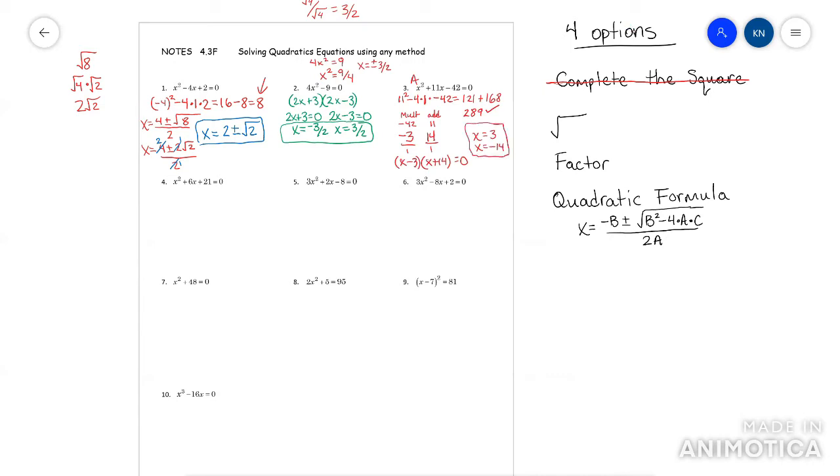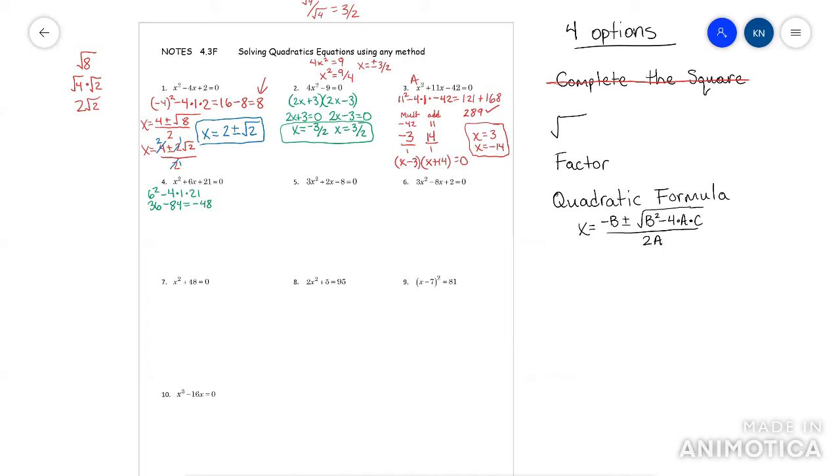Okay, this next one, I'm going to run the discriminant on it. So that's the b squared minus 4ac part. So that's going to be 36 minus 84. This is going to give me a negative number, -48. That means I'm going to have a negative in my square root here. So the fact that it's not a nice perfect square and it's not a positive number means I'm going to run the quadratic formula on this problem.